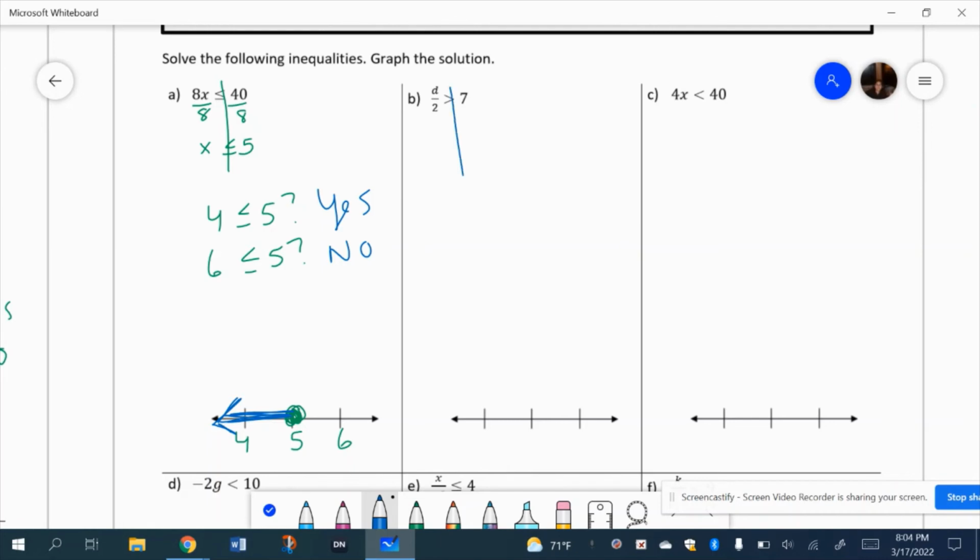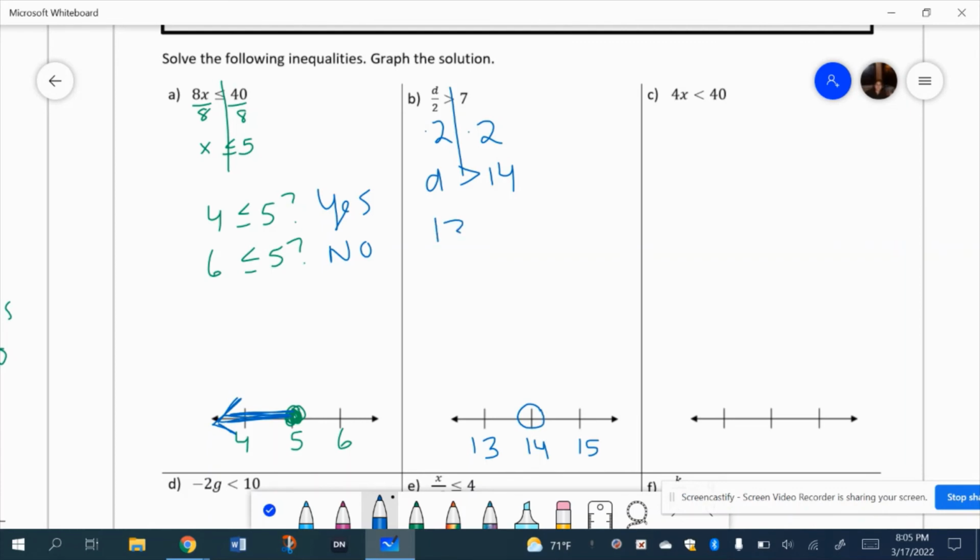Next one. D divided by 2 is greater than 7. To get rid of division, we multiply, and we get D is greater than 14. 14 in the middle, 15 to the right, 13 to the left. I know it's an open circle because it's greater than.